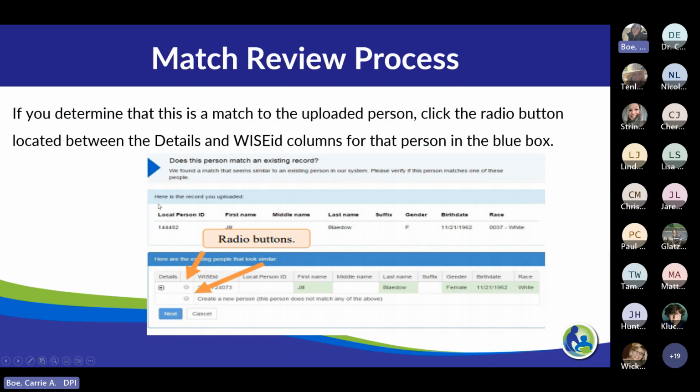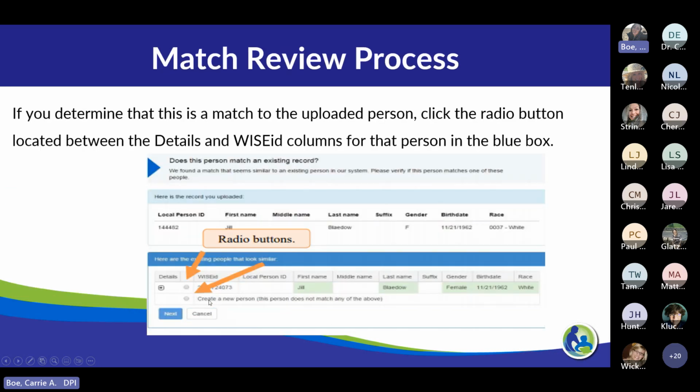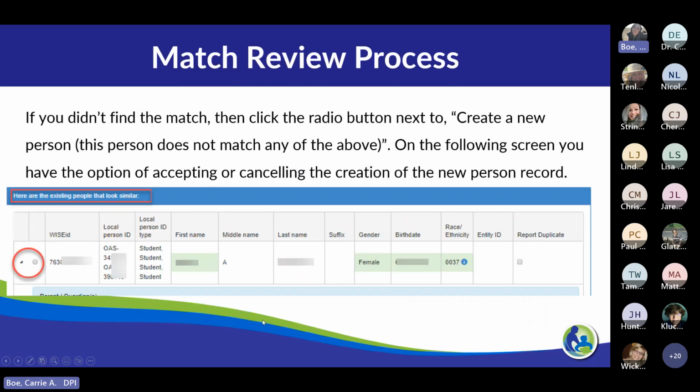The next piece is going to say, here are the existing people that look similar. So again, we ran a query and we said, hey, we found someone that looks like your student. Is this them? And so you're going to review that. You're going to review the parent guardian information. If there's birth information, you're using birth date, okay? And so what you can do is say, nope, that is not my Jill, I'm going to create a new person, or maybe it is your Jill, and you can click on the radio button next to their WISE ID and claim that WISE ID.